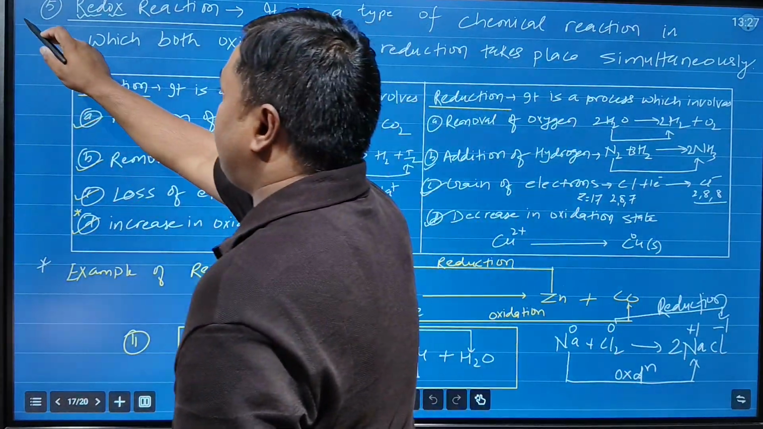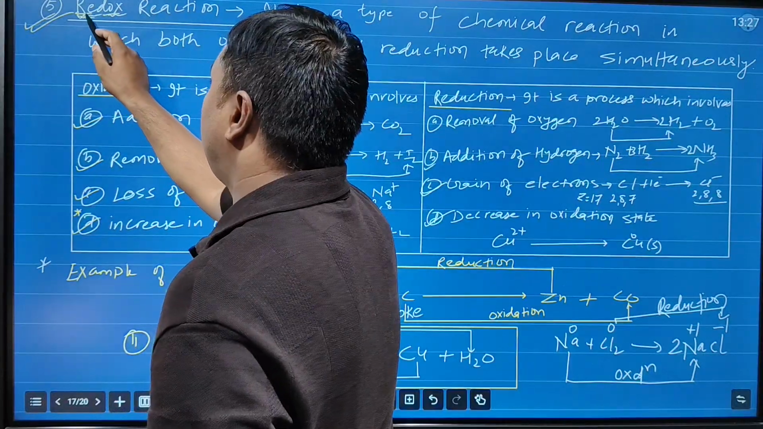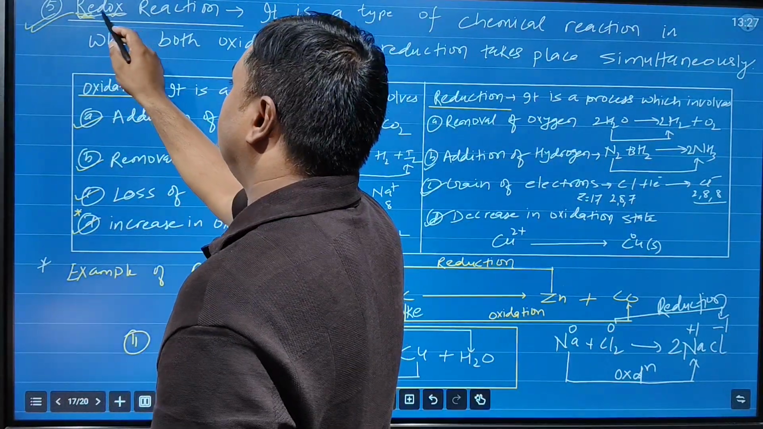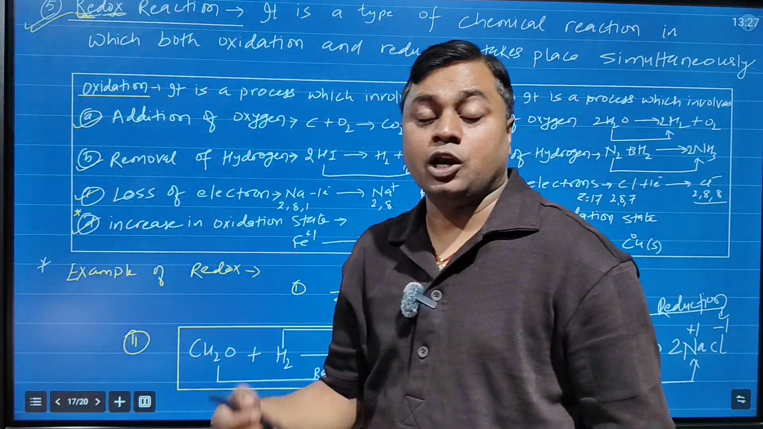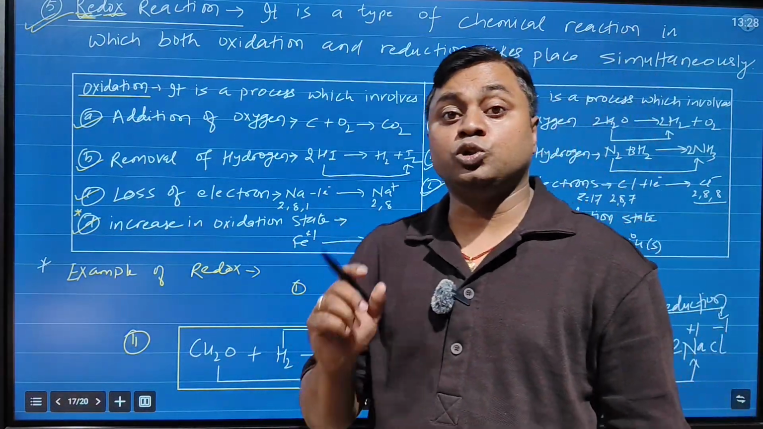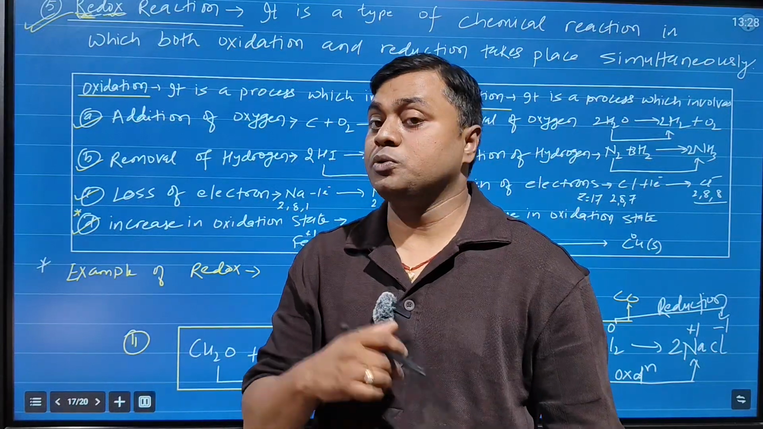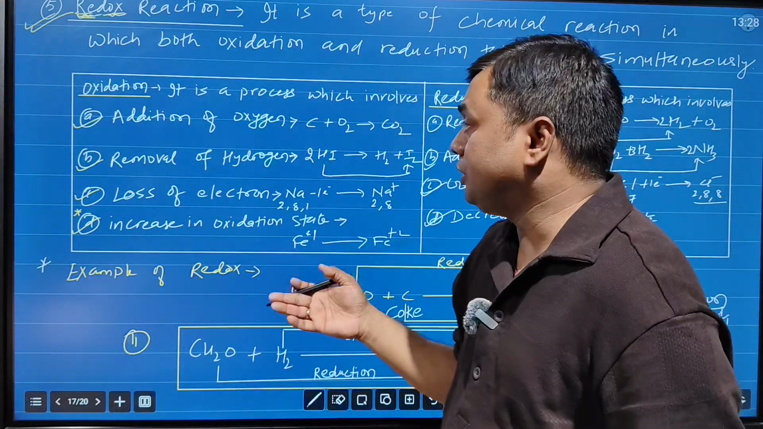Now, try to understand redox reaction. As the name suggests, redox is made up of two words, red and ox. Red for reduction and ox for oxidation. It is a type of reaction in which both oxidation and reduction take place simultaneously. It is called a redox reaction. So what is oxidation? What is reduction?